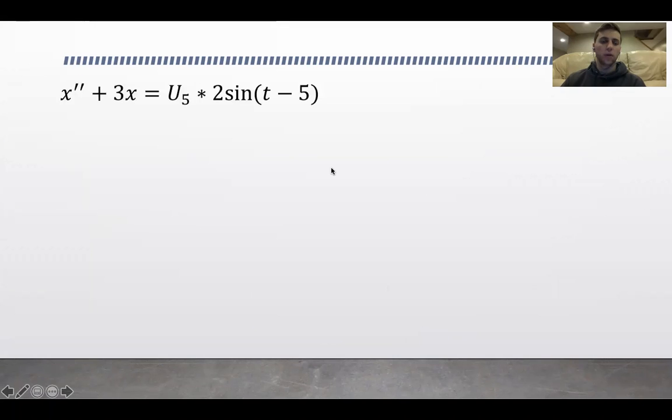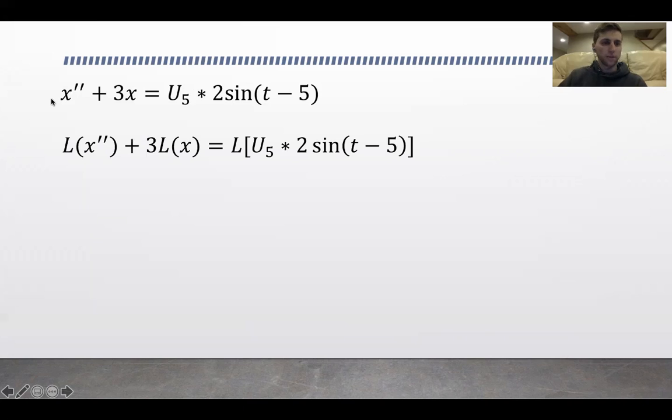I rewrote it as x double prime plus 3x is equal to unit step function starting at 5 times 2 times sine of t minus 5. We don't have to worry about the 0 part because the unit step function just assumes that it's 0 whenever it has not gotten to the t equals 5 point yet. So that's how we rewrite it, and then the next step will be taking Laplace transform of everything.